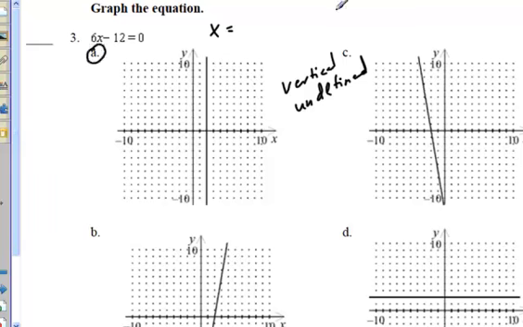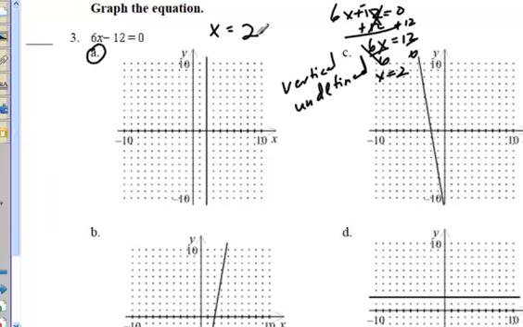Now, if we were to solve it, 6x minus 12 equals 0. This is just like our unit 5. Same change opposite. I'm going to add 12 to each side. They cancel, and I'm left with 6x equals 12. I'm going to divide by 6. This is just a two-step equation. X equals 2. So notice every single x coordinate would be 2. There's 10, 2, 9, 2, 3, 2, negative 4, 2. So those are your special equations.